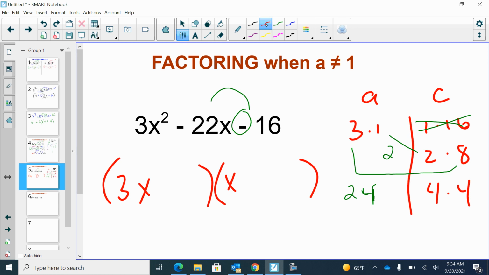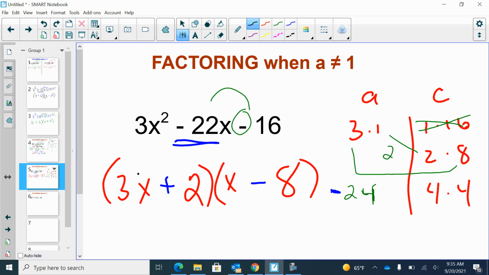So I need 3 times 8. Those are my outside terms. And I need 1 times 2. It's my inside term. Negative 22. I need the bigger product to be negative. So I need a negative 24, right? I need a negative 24 for this to be negative 22. And that means my 8 would have to be my negative because that'll give me my negative 24. And there's my positive.